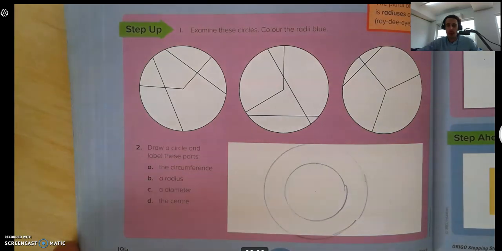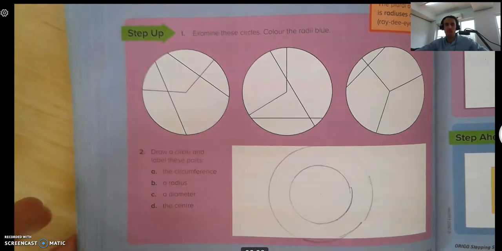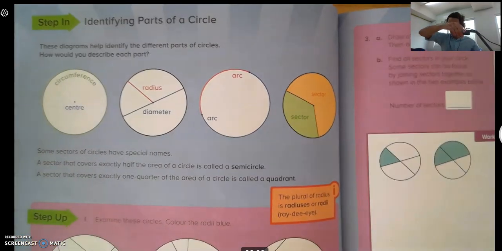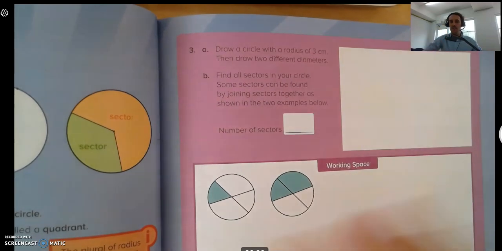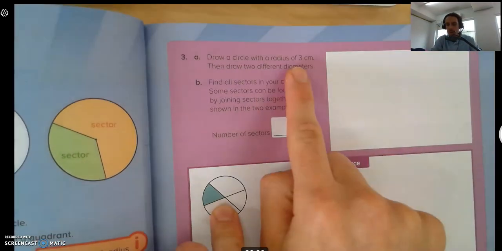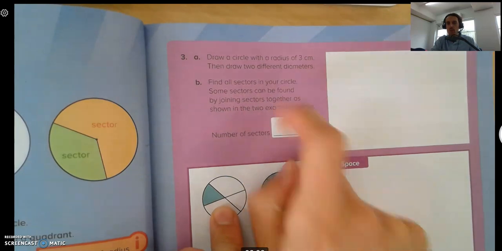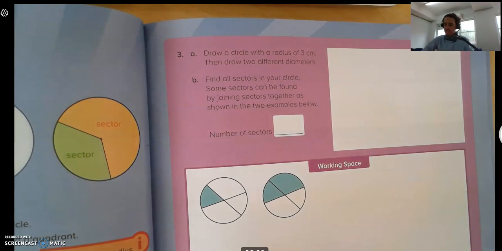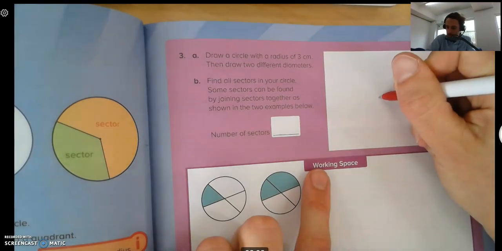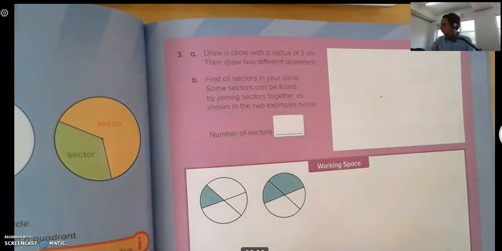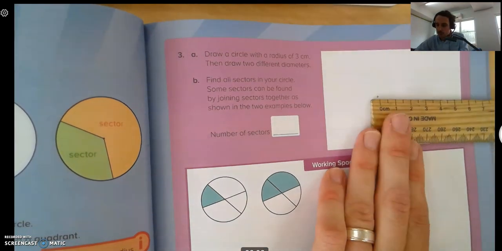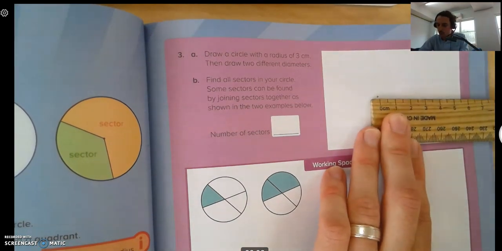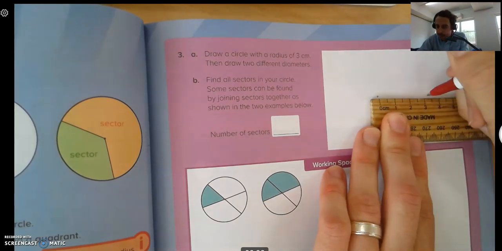I want to go over how you can use your compass and a ruler to do something a little bit more specific as well, because on page 195 we get this question that says draw a circle with a radius of 3 centimeters, then draw 2 different diameters. So what we need to do first of all is I like starting by just putting a dot that's going to be our center point. Once you've got that dot in, we're going to measure a radius with our trusty ruler. We're looking for a radius of 3 centimeters, so you'd put a mark on the 3 centimeter mark.